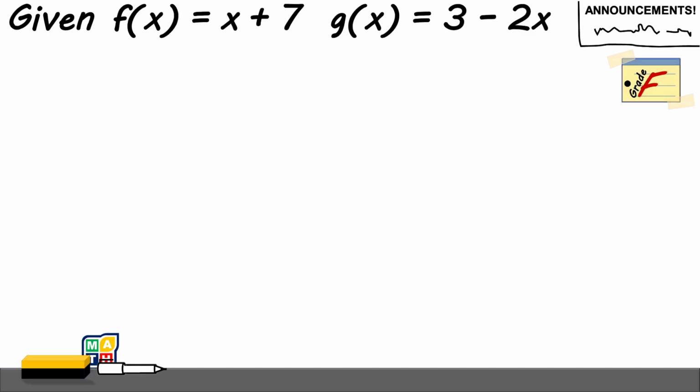Here, let us try to multiply the given functions. We have f of x is equal to x plus 7 and g of x being 3 minus 2x. Again, we're going to multiply and divide the given functions. Let's start with this notation. You have f g of x. This means we are to multiply the function of x to g of x.